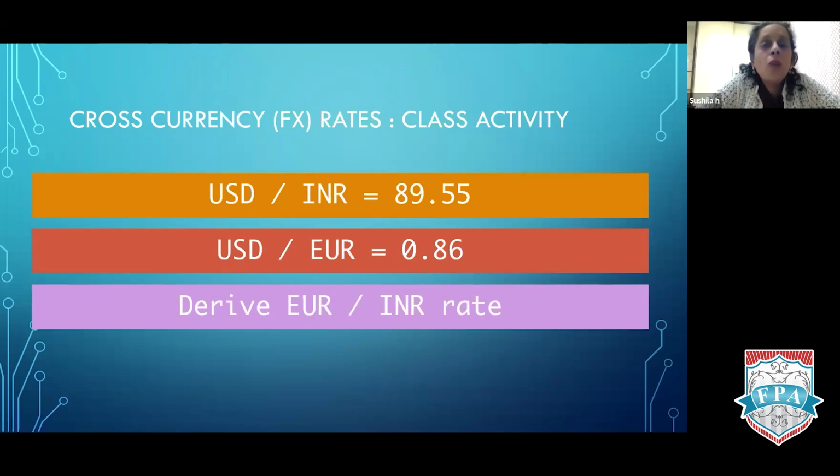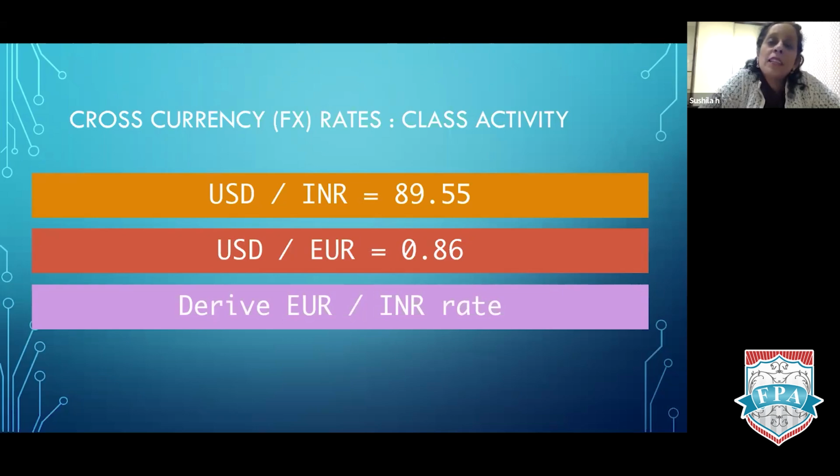Therefore, how do we calculate and derive it? The USD INR is given in the market, and the USD EUR is given in the market. Same as before, you all told me 0.86, right? So I think I use the same calculation and put in that number. Therefore, how will we find out the EUR INR rate? This is very important.